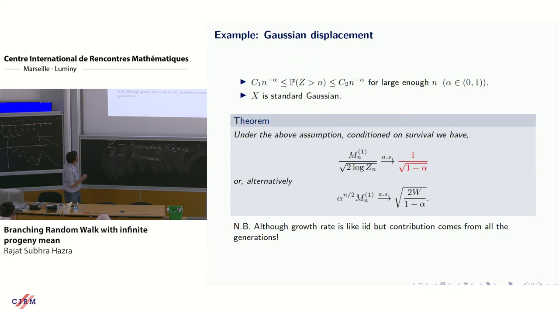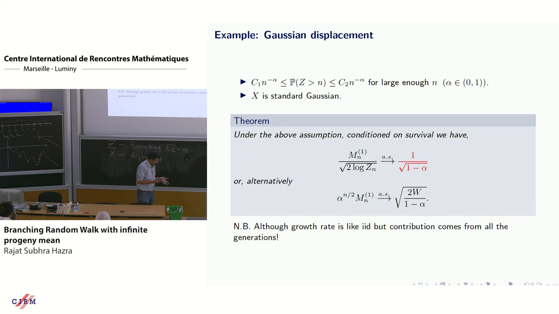Let me give you some examples. r equal to 2 is the case when you have a standard Gaussian. In this case, the rightmost particle, if you scale it by square root of 2 log Zn, which is the correct scaling for the IID case, does not converge to 1. You know, if you take x1, x2, ..., xn to be IID Gaussian, the maximum of them behaves like square root of 2 log n. So this is the correct rate, but it doesn't converge to 1. It converges to 1 by square root of 1 minus alpha, which was strange for us.